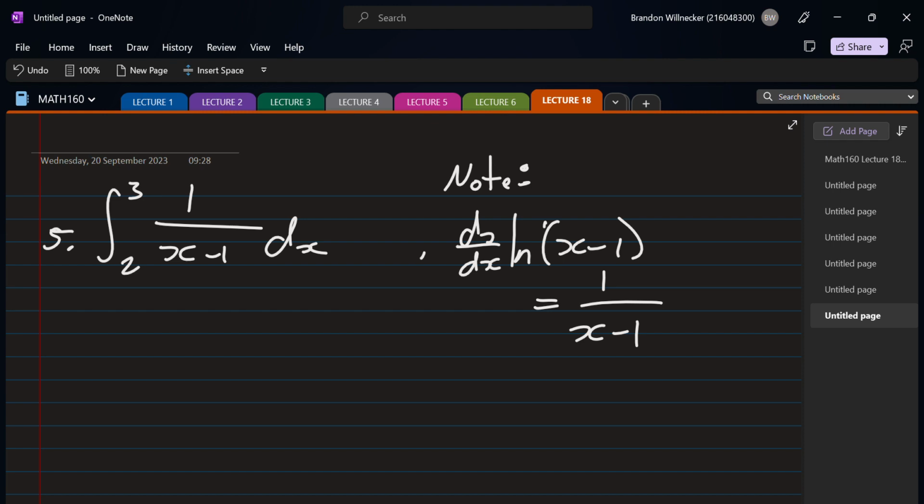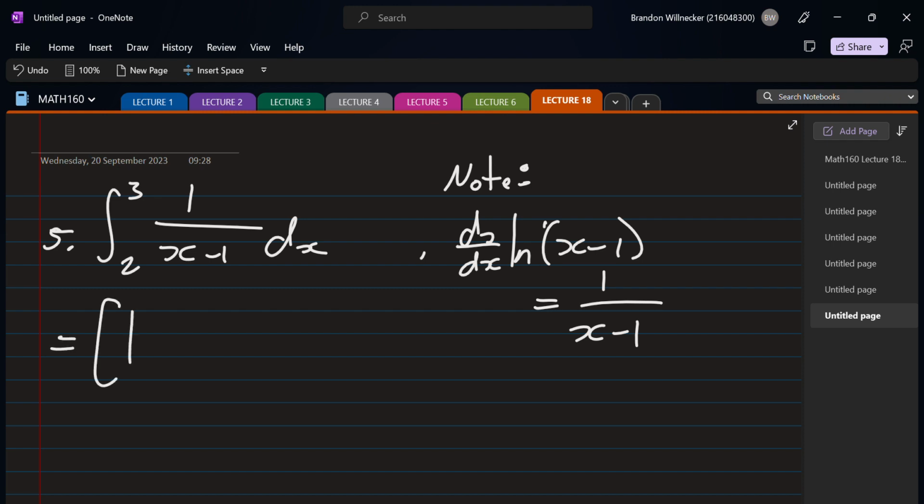But here, if we have x plus b for some constant, taking the derivative just gives us 1 over x plus b. So here, 1 over x minus 1, if we go backwards and find the antiderivative, it's just the natural log of x minus 1. So you can add that to your table of antiderivatives. If you have 1 over x plus b for some constant b, the antiderivative will be the natural log of x plus b. So you can add that to your list there.